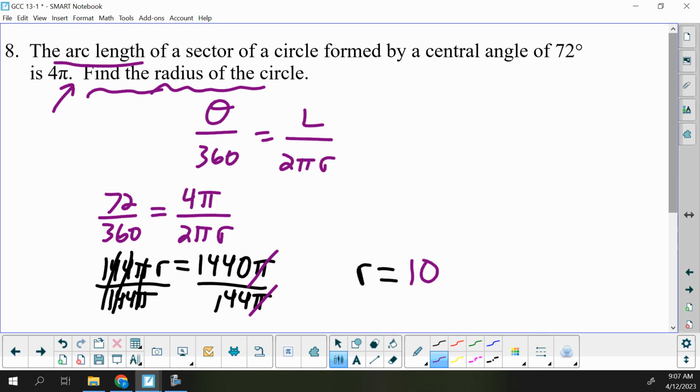So read the question, decide which proportion, fill in what you know, cross multiply to solve for the thing we don't know, put units on if you had units in the problem.